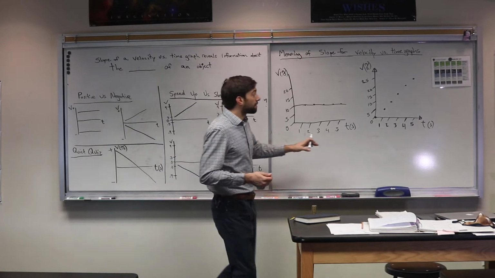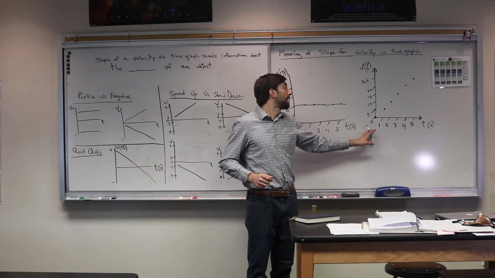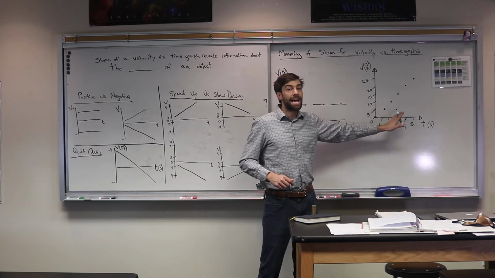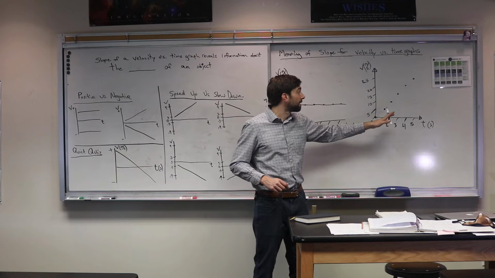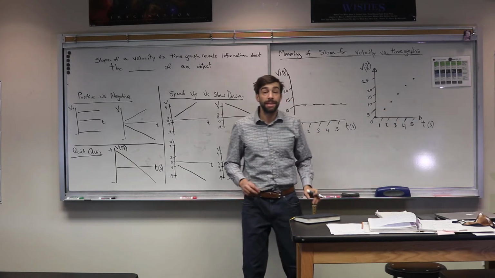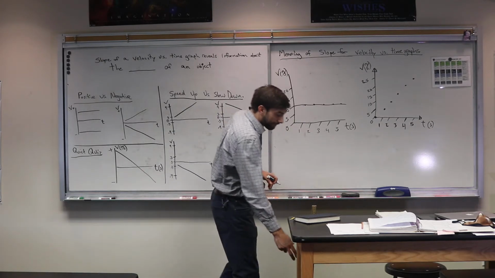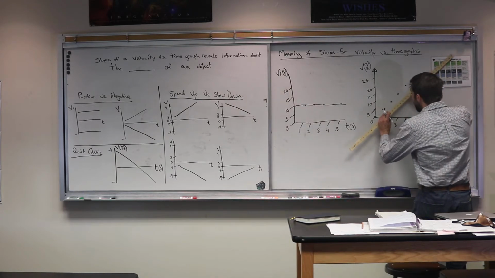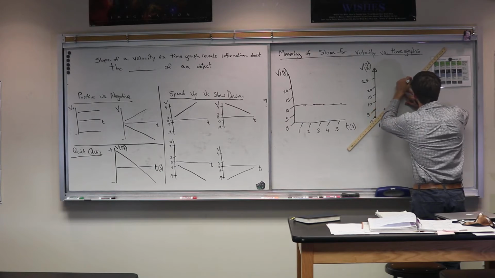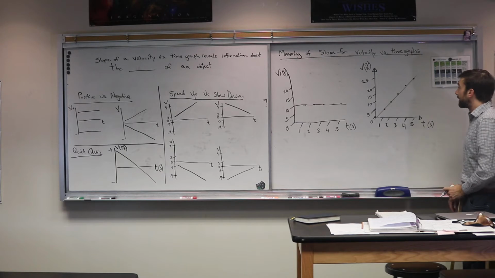Now in this case, we have an object here. It starts at 0 meters per second. And then at second 1, it's at 5. And second 2, it's at 10. Second 3, it's at 15. Second 4, it's at 20. Second 5, it's at 25 meters per second. So it's getting faster and faster with time. And when we plot that data, we have a graph that is a straight line going up.